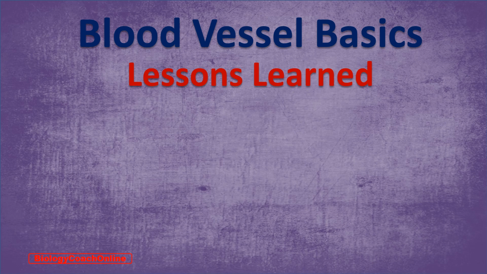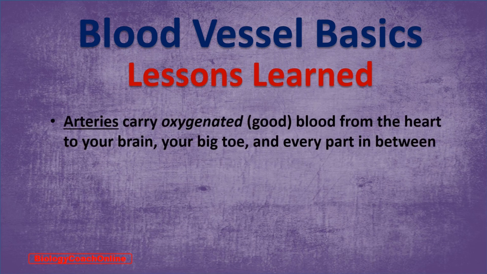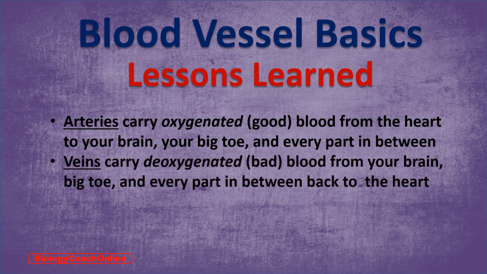Now, there are some very important lessons that you really want to remember from the last lecture. First, arteries carry oxygenated or good blood from the heart to your brain, to your big toe, and every part in between. Now recall that oxygenated means that the hemoglobin in your erythrocytes is loaded with oxygen. 2. Veins carry deoxygenated or bad blood from your brain, your big toe, and every part in between back to your heart. Also recall that deoxygenated means that the hemoglobin in your erythrocytes is loaded with carbon dioxide.